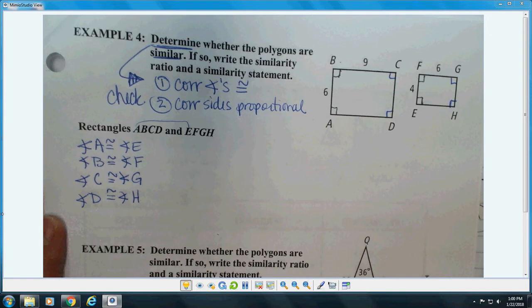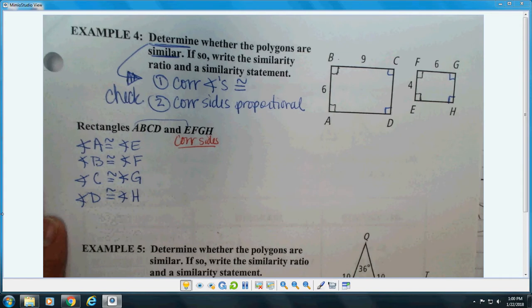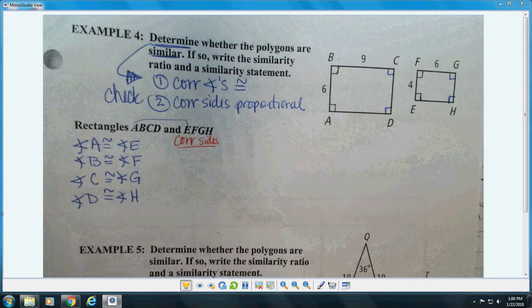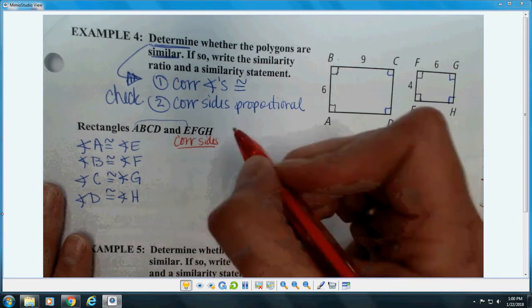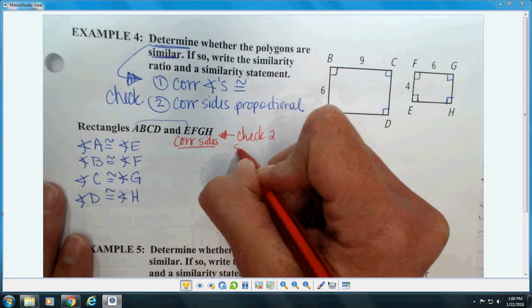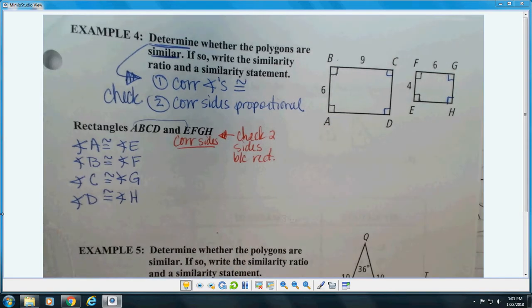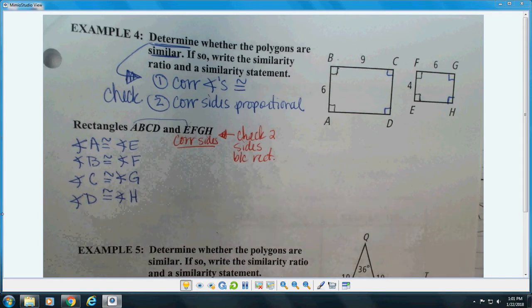Okay, now we also have to check my corresponding sides, and my corresponding sides need to be what? Proportional. All right, now, am I going to have to check all 4 sides? Maybe. Maybe not. I'm going with no. And the reason is I will need to check 2 sides because it's a rectangle. And what do we know about rectangles? Opposite sides are congruent. Well, if I check the 2 that are not the same, then my other 2 should match up to the opposite sides.